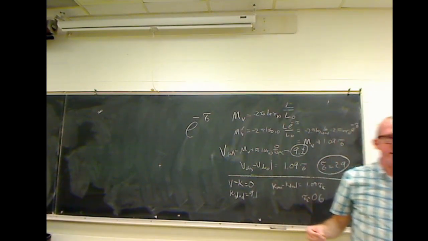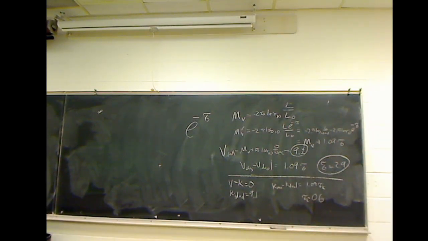Wait, is that it for today? So what does V minus K mean? V minus K is a color. V is the brightness in V and K is the brightness in K. So that's just an infrared band. So V minus K is just that color.